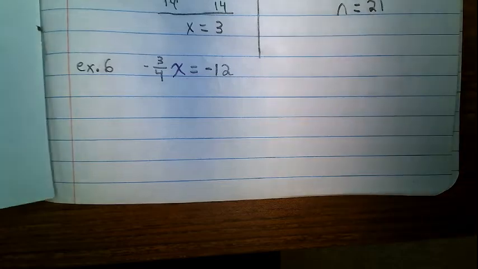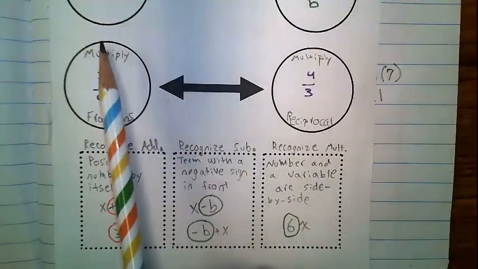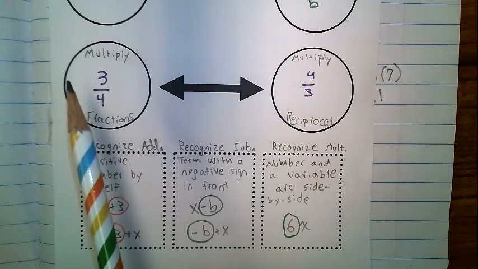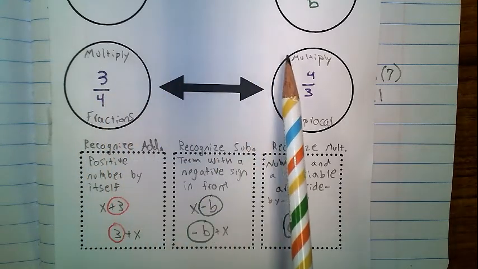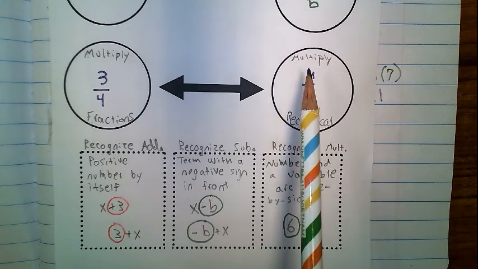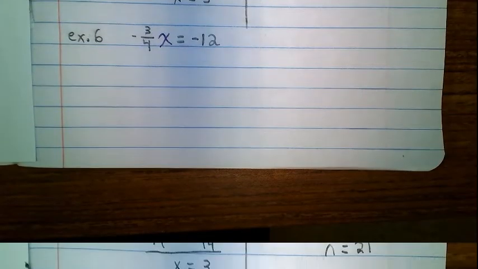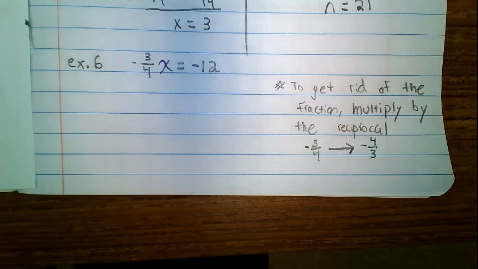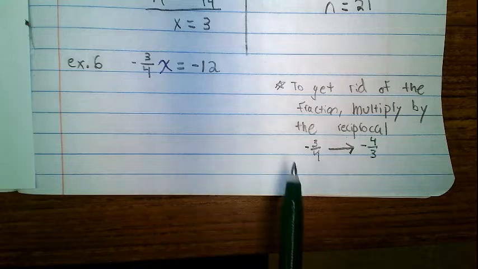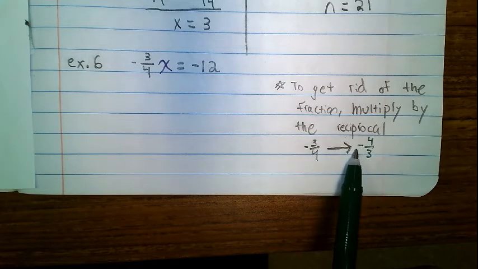Well, if you look at your inverse operation page, when you are multiplying by a fraction like 3/4, the inverse of that would be to multiply by the reciprocal, which is when you flip the numerator and the denominator. So that's what we're going to do on example 6. So in your book, I want you to write, to get rid of the fraction, we're going to multiply by the reciprocal. And the reciprocal of negative 3/4 is negative 4/3.